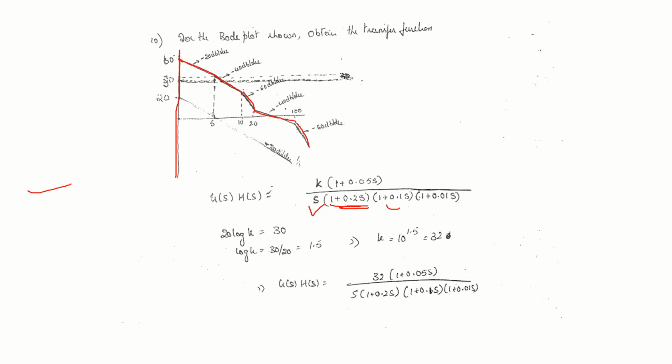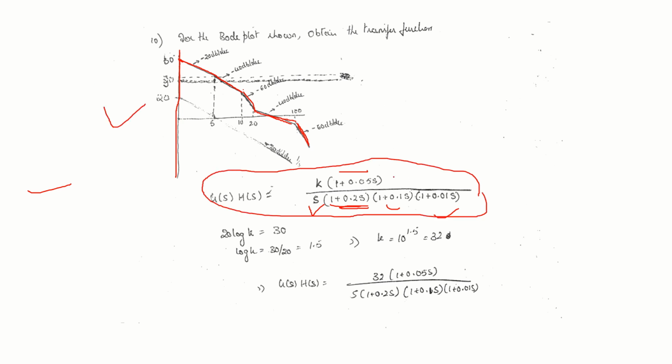Now next, the slope has decreased, so it should be a zero. So 1 plus 1 by 20, that is 0.05 s. Right. Then again, the slope has increased, so there must be a pole. That's how, if the Bode plot is available, we can find the transfer function. So you can indicate the type number also.